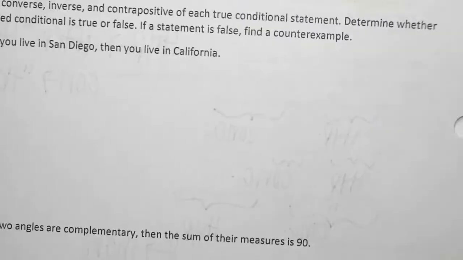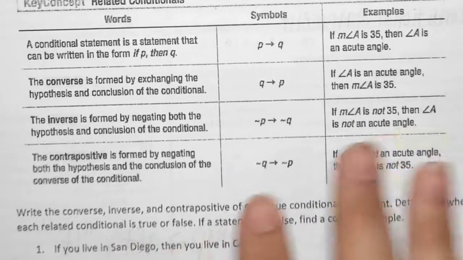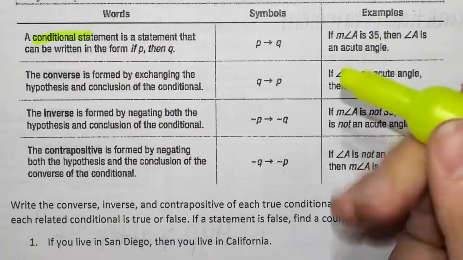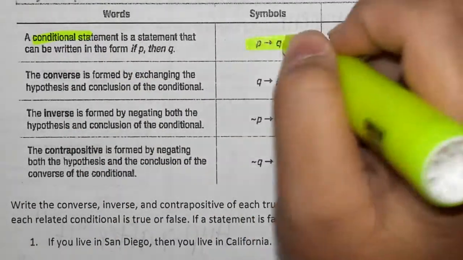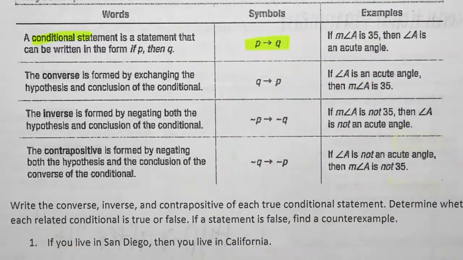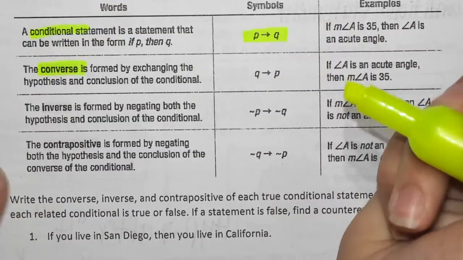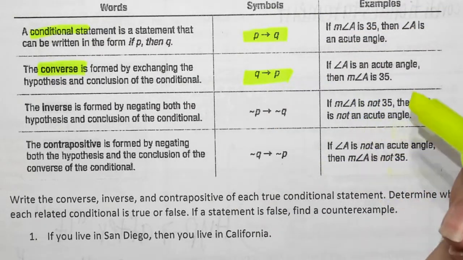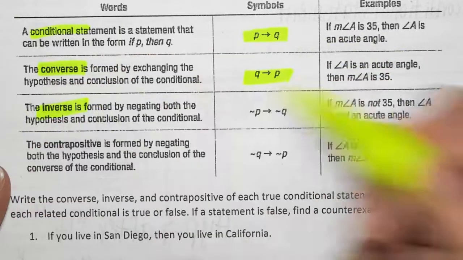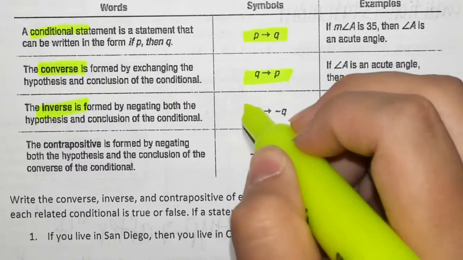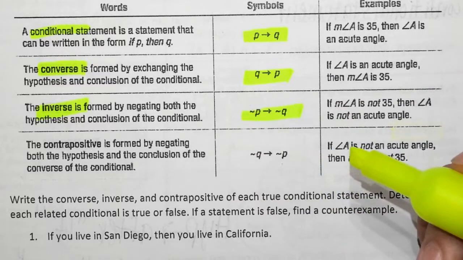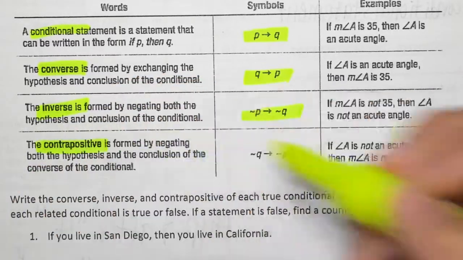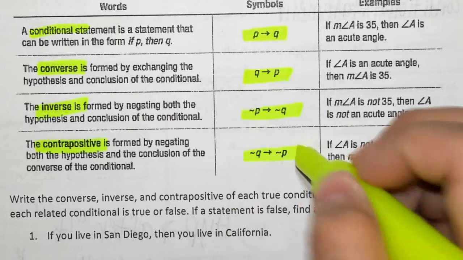You can do it. Okay, so not only is there a conditional statement, which we just did, which is said using P then Q, there's also a converse, which is Q then P. There's an inverse, where it's not P then not Q. And then there's a contrapositive, which is not Q then not P.